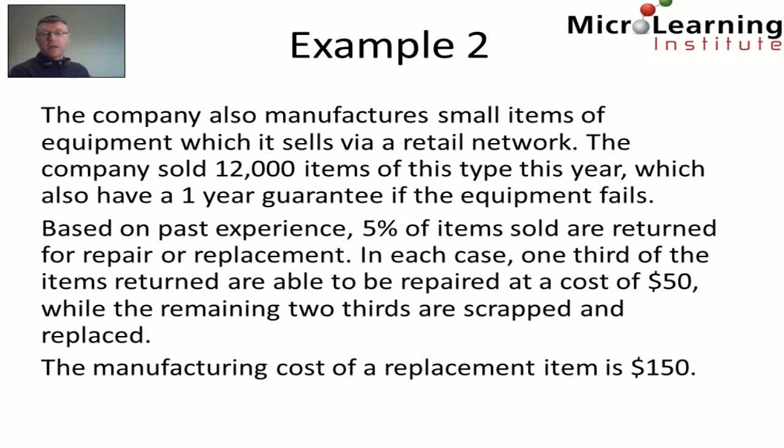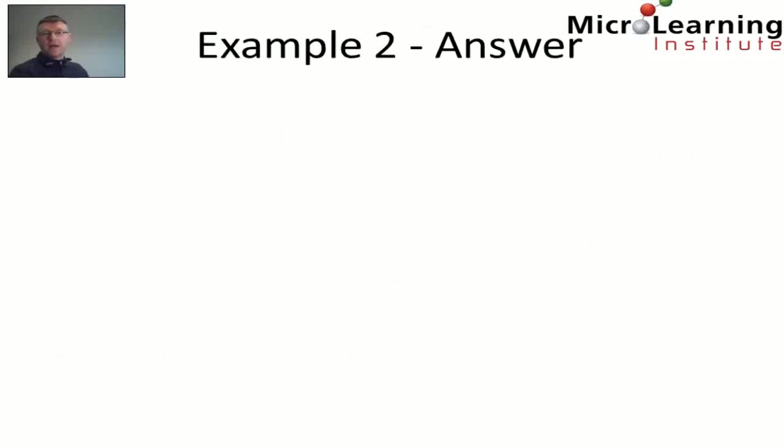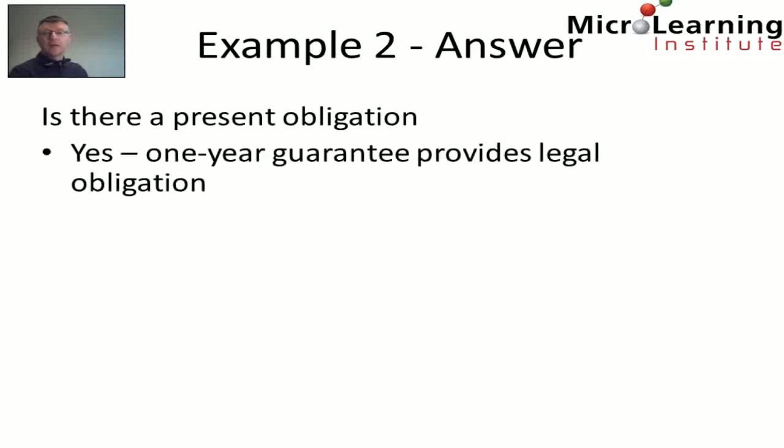In each case, 1/3 of the items returned are able to be repaired at a cost of $50, while the remaining 2/3 are scrapped and replaced. The manufacturing cost of a replacement item is $150. So again, IAS 37 encourages us to follow the process. Is there a present obligation is the first question. And of course, yes, there is.